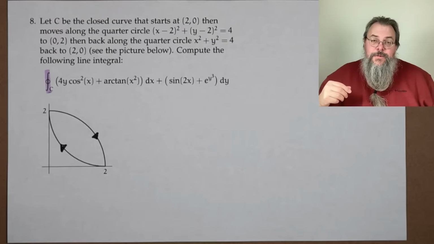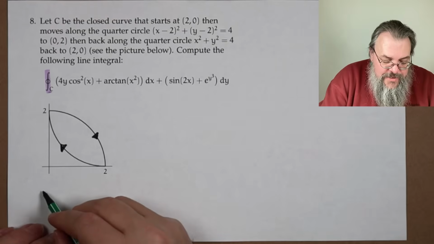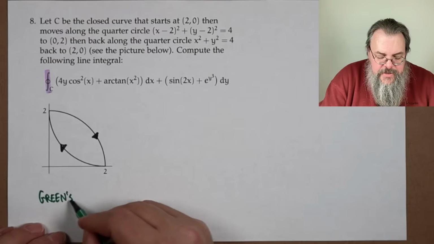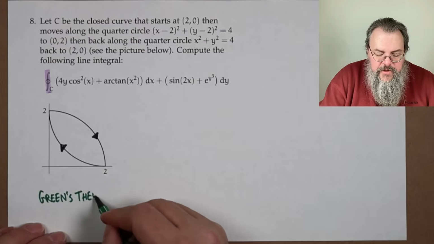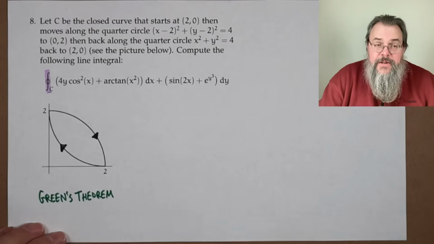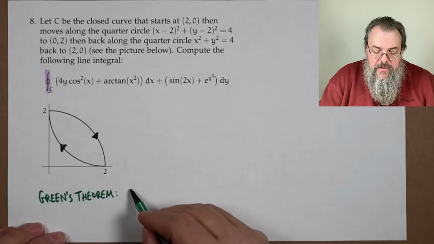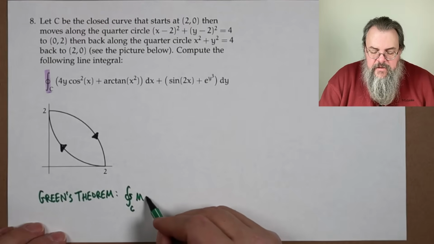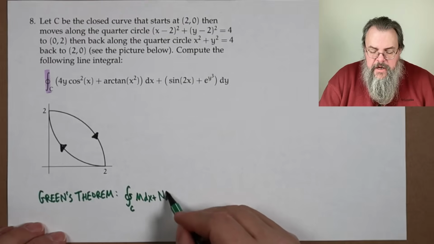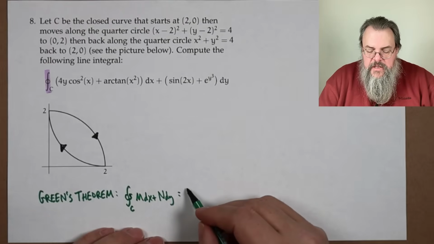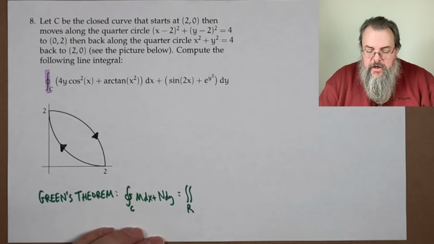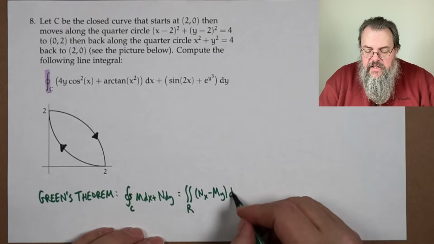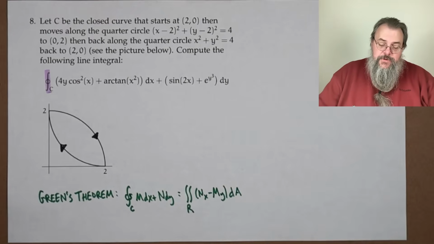Okay, so we should remind ourselves what Green's theorem says. And I should tell you, calculus teachers love Green's theorem. And we'll see why. There's a second clue, but let's first off write it down. So Green's theorem says that the integral along a closed curve of M dx plus N dy is equal to the integral over the region R of N sub x minus M sub y dA. All right, so that's Green's theorem.